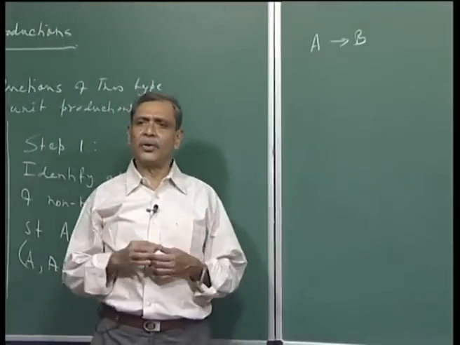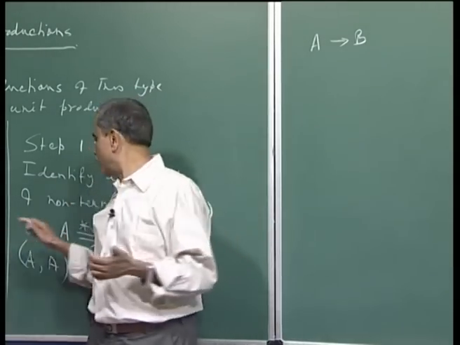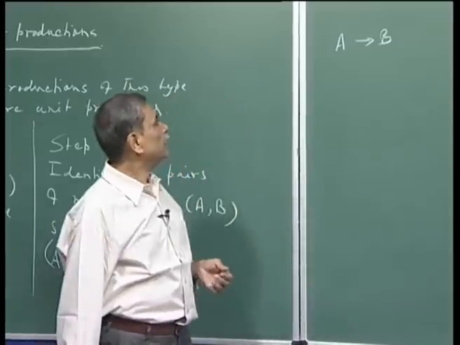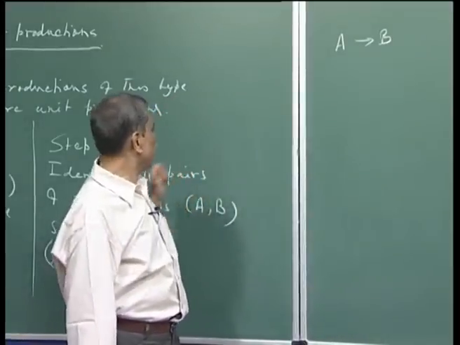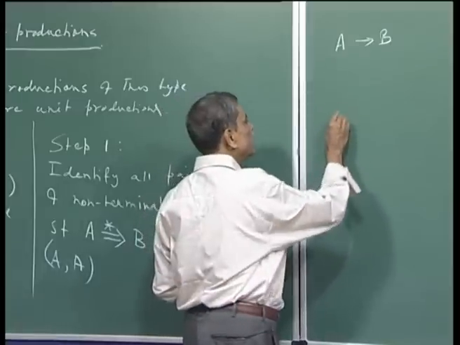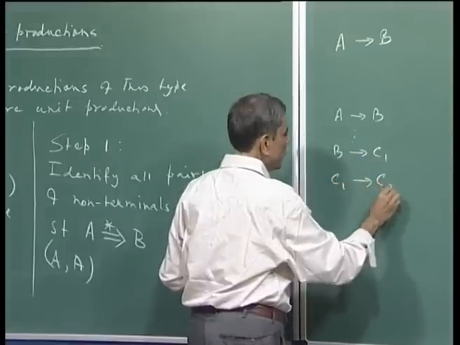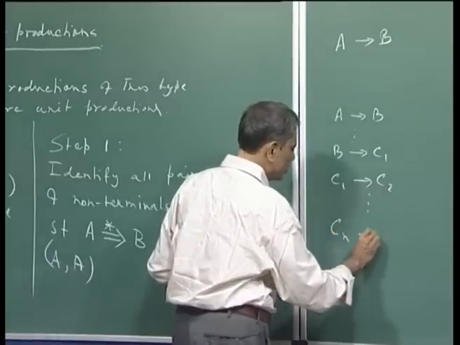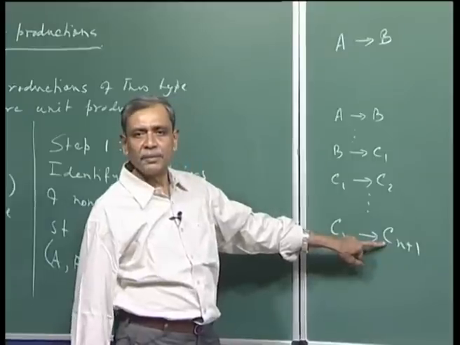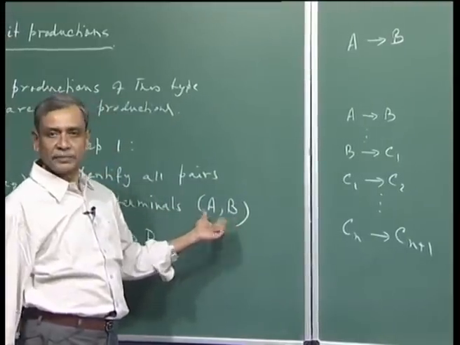So, as we did for epsilon productions, we will start with a base and from there we can generate the rest of the pairs such that A derives B. The base set will consist of A, B where A goes to B is a production, and you can see inductively what we are going to do. Suppose A goes to B1, B1 goes to C1, C1 goes to C2 and so on, and Cn goes to Cn plus 1. Then clearly from all this you can see that A also derives the non-terminal Cn plus 1. So, A, Cn plus 1 is going to be such a pair.